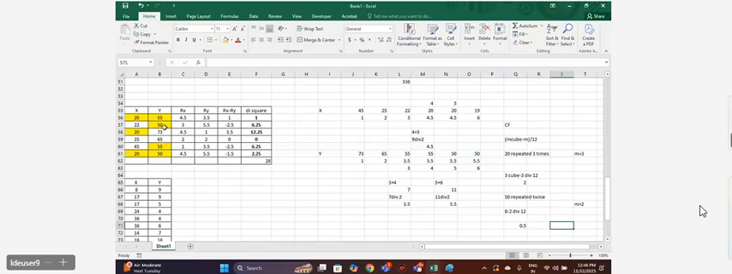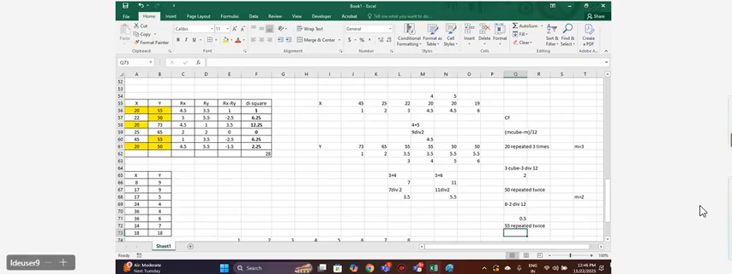Again, for 55, it is also repeated twice, so the M value remains the same. Directly write the correction factor for 55 repeated twice. So 55 repeated twice is again 0.5.